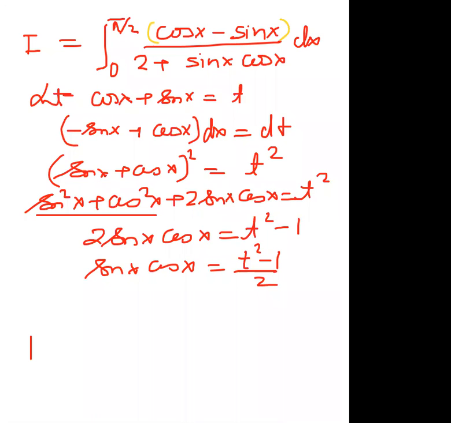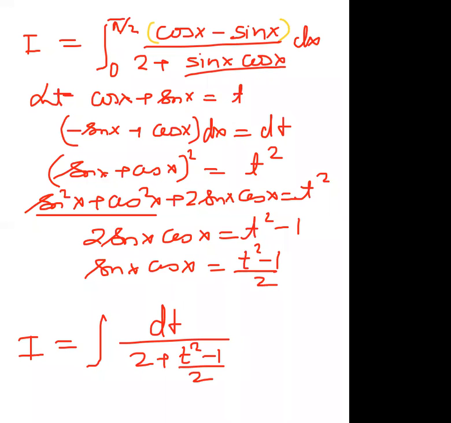Still limit change is required. So that also we will do. Integral, numerator becomes dt upon 2 plus sin x cos x can be put as (t square minus 1) upon 2. Now limit change.